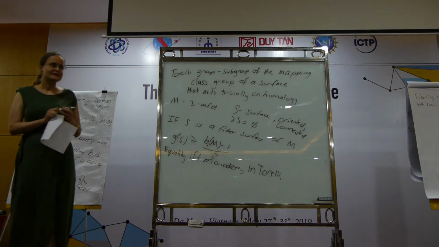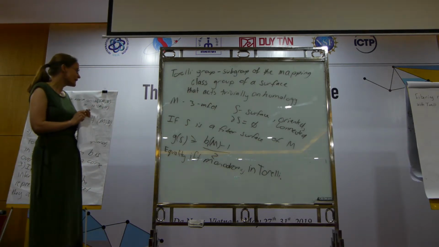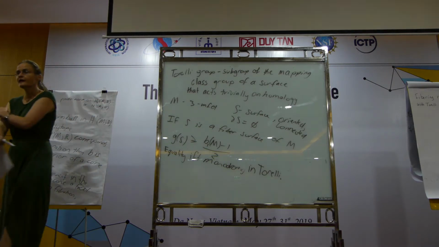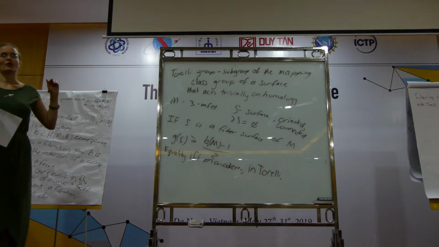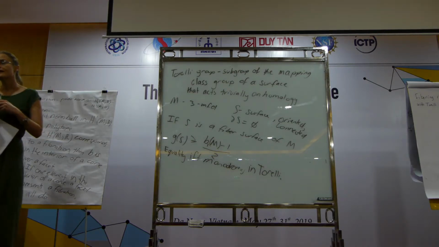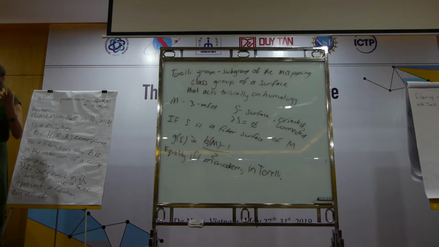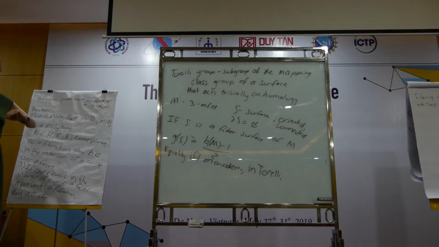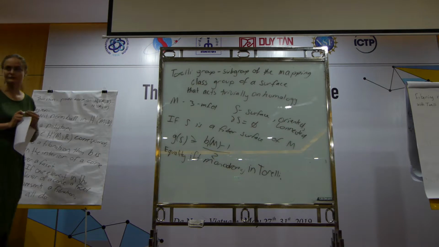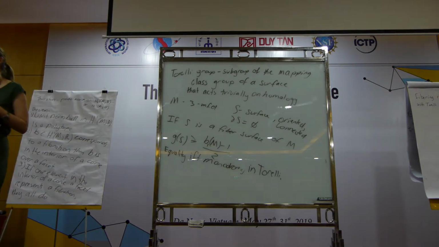So in particular, if a three manifold fibers over the circle and there is some fibration with monodromy in Torelli, then this fibration will have the smallest possible genus over all fibrations, and any other fibration with a fiber surface of the same genus must also have monodromy in the Torelli group.